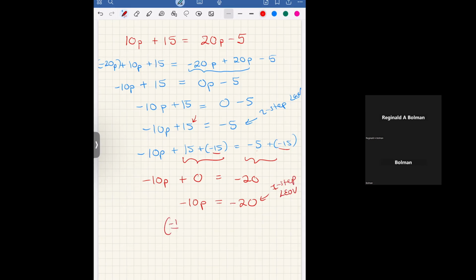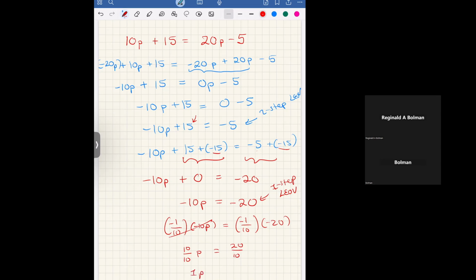At this point, you can go ahead and multiply by negative 1 over 10 on both sides of your equation. You will have negative negative is a positive, 10 over 10p. Negative negative is a positive, 20 over 10. 10 divided by 10 gives you 1, so you'll have 1p on the left-hand side. 20 divided by 10 gives you 2. So we have arrived at our previous solution, p is equal to 2.